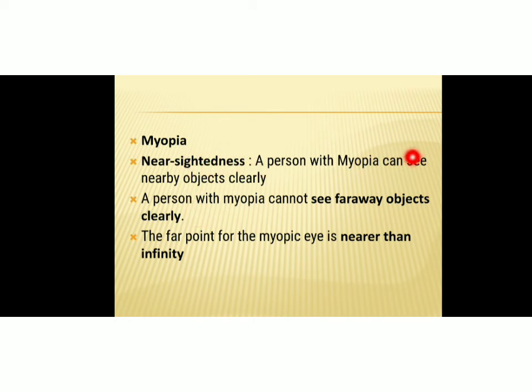Okay children, since the person can see nearby objects very clearly, he has not got any problem with his near point, and his near point is 25 centimeter. But he has some problem to see far away objects. He cannot see the far away objects clearly. That means he has got some problem with his far point or infinity. So his far point is not at infinity, but it will be less than infinity. It is shifted backwards. So the far point for the myopic eye is nearer than infinity. That means less than infinity.